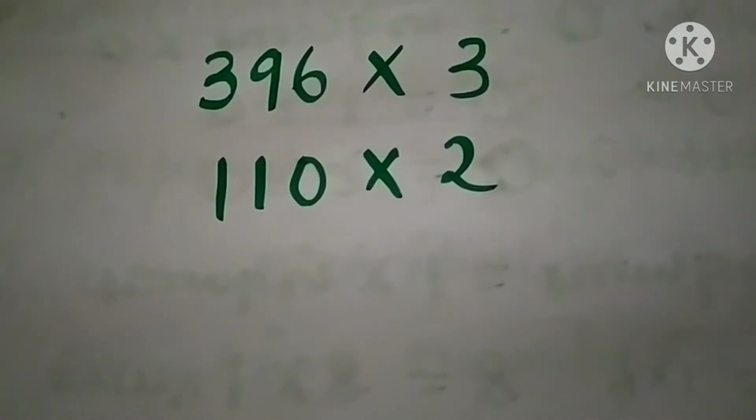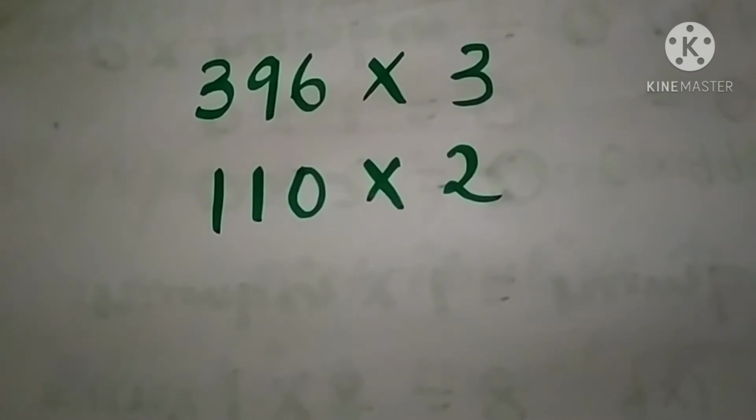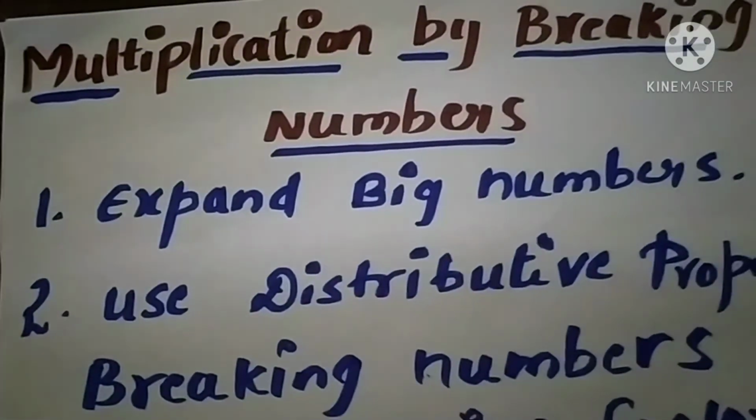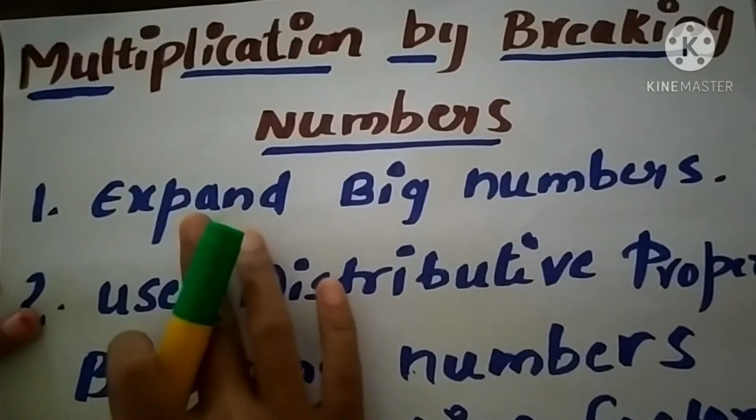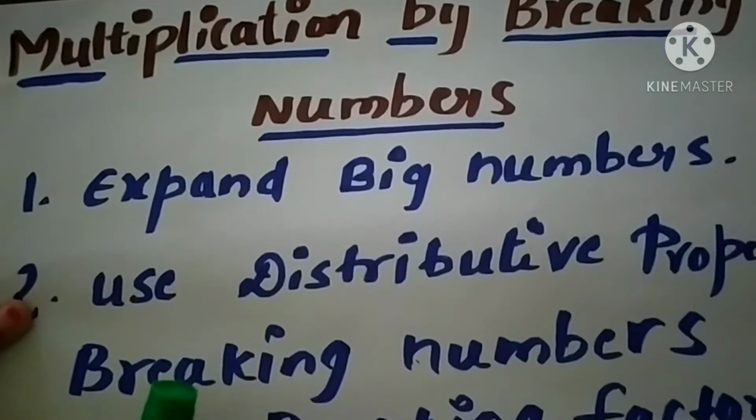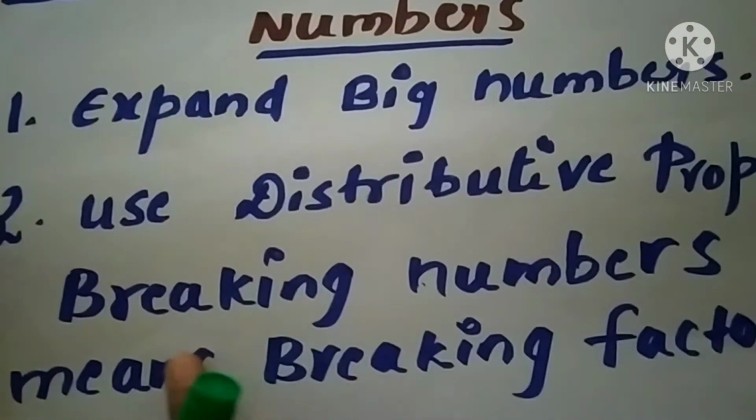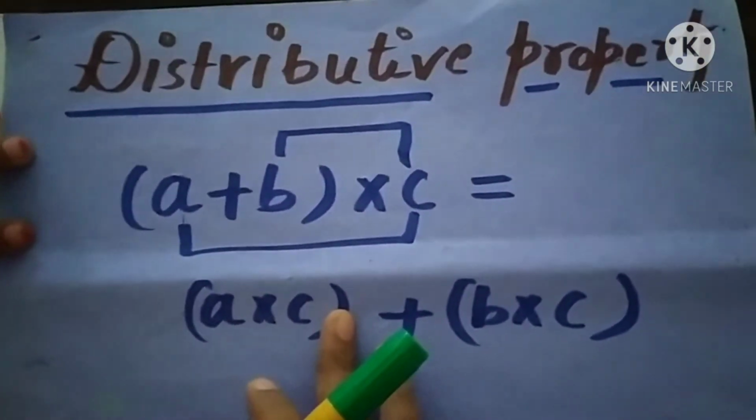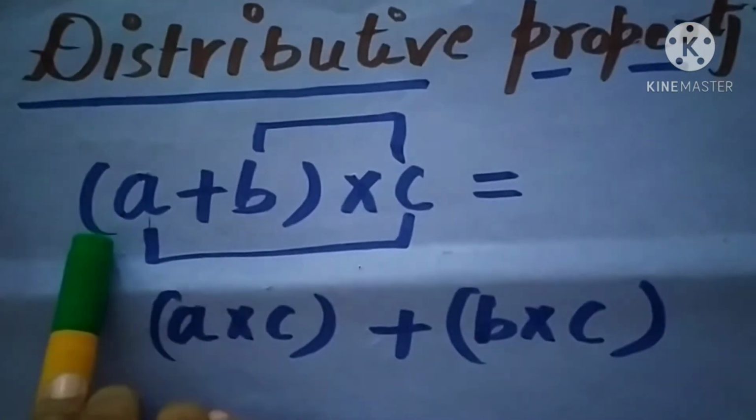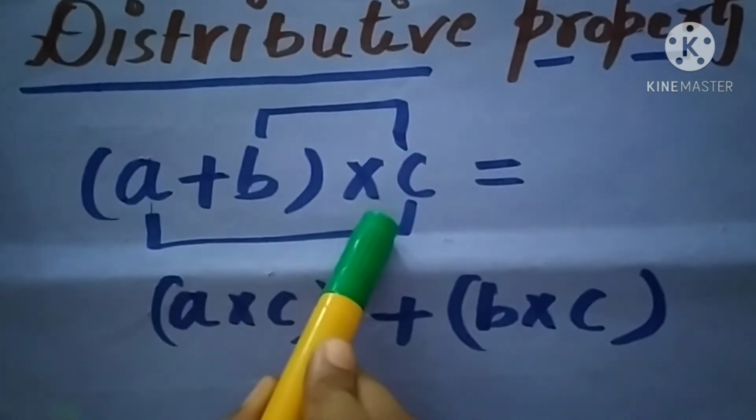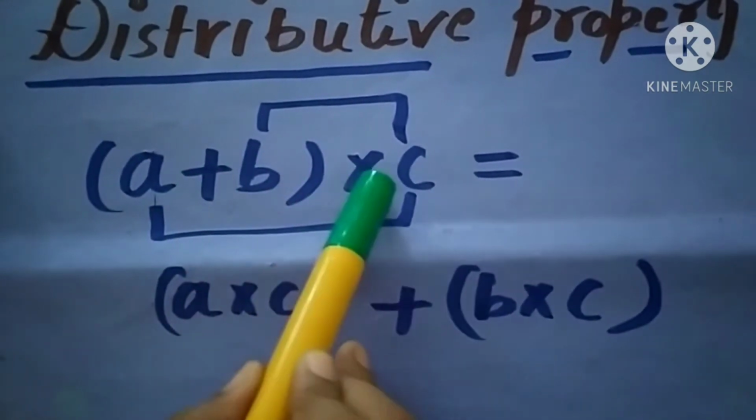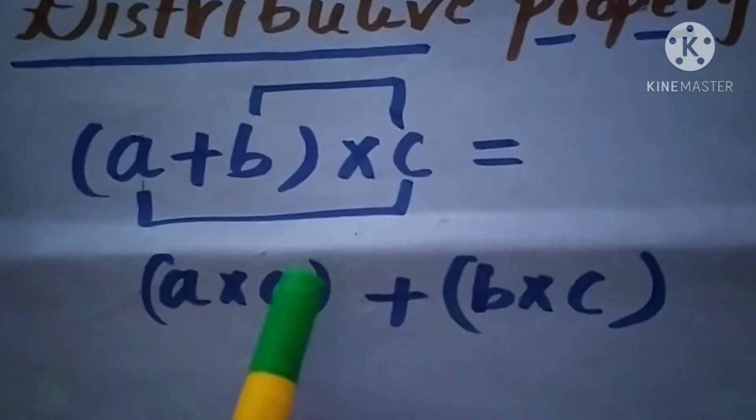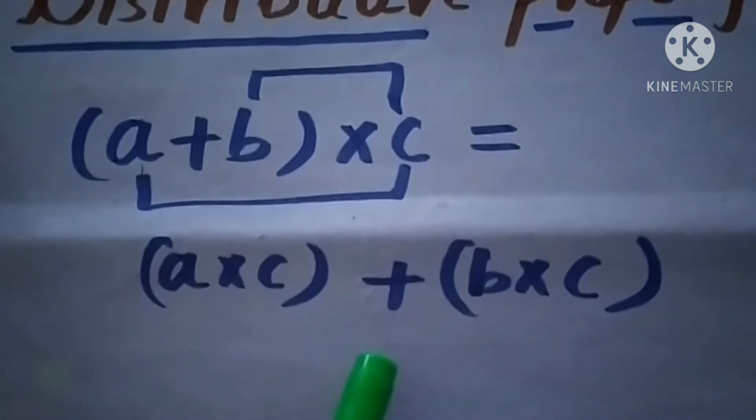Let's learn the tricks. If you have big numbers to multiply, is there any method to ease your job? Let us learn now. So, multiplication by breaking numbers. That means you take the big number and expand it, then use the distributive property. Breaking number means you have to break the factors in the multiplication. So what is the distributive property? Suppose (A plus B) into C. What you have to do is first multiply A into C plus B into C. Then these products you have to add finally.